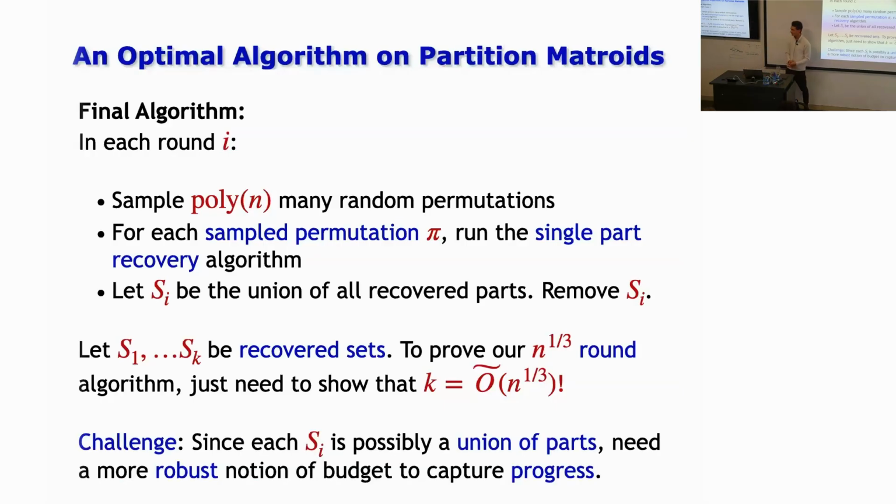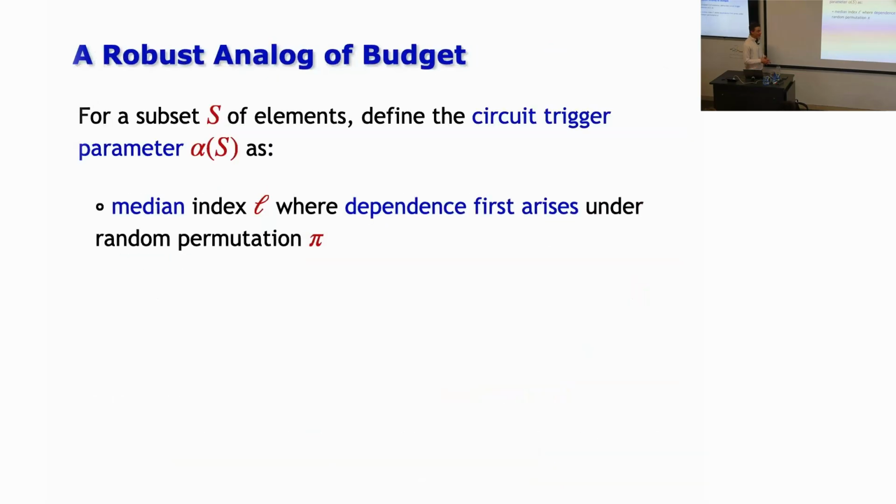The challenge here is that since each Si is a union of parts, we actually need a more robust notion of the budget in order to argue that we're making progress as you go from S1 to S2 to S3 and so on. For this, the key notion that we introduce is a parameter called alpha of S.